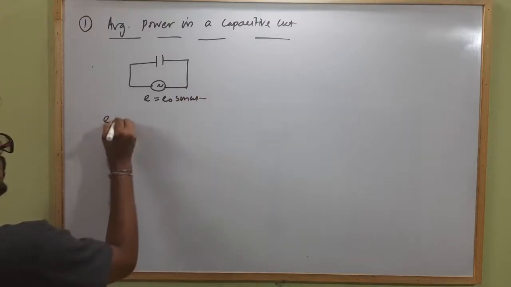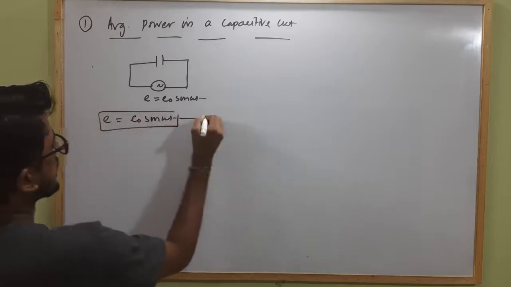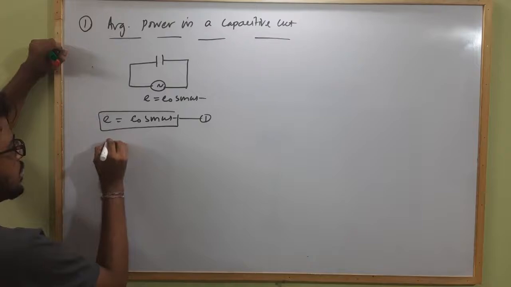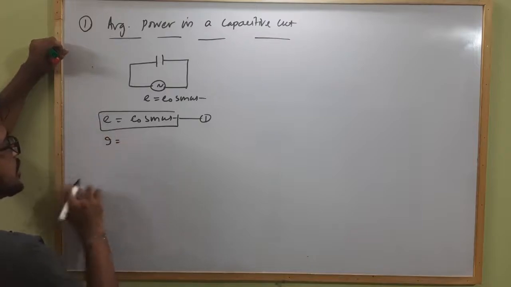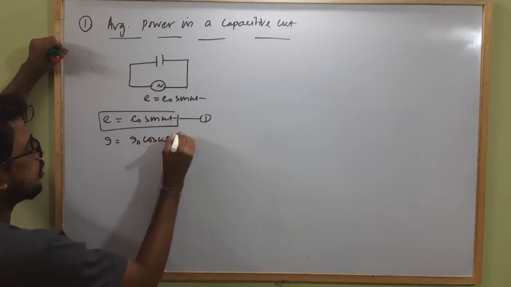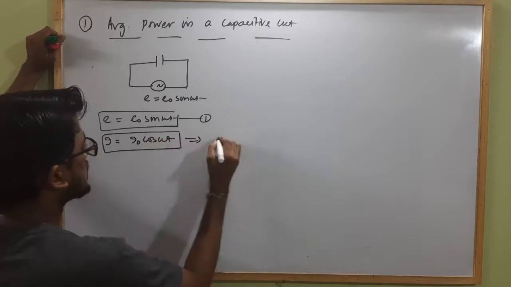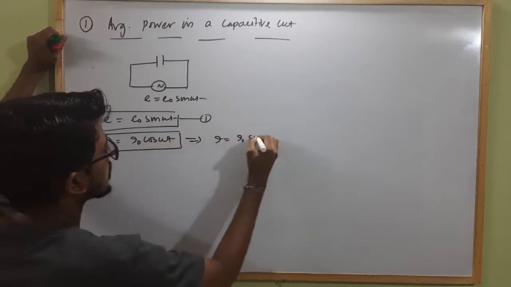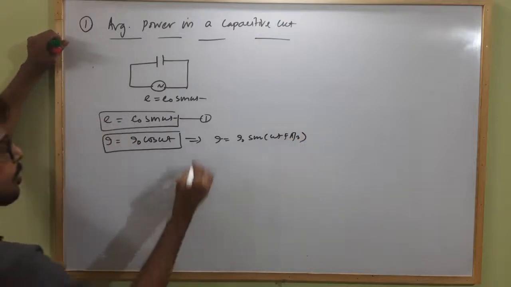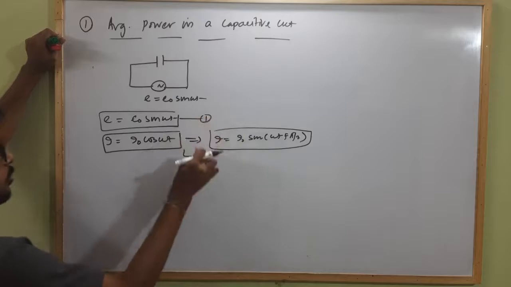So as we know, the alternating source is E equal to E naught sin omega t, equation 1. And for a capacitive circuit, what is the expression for alternating current? We already calculated in the previous class, that is I equal to I naught cos omega t. Or we can rearrange this as I equal to I naught sin omega t plus pi by 2. Let me call this equation 2.